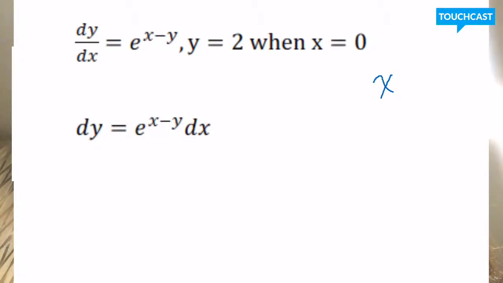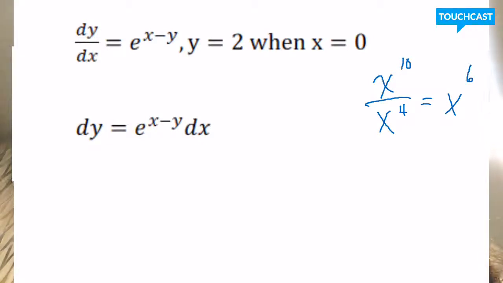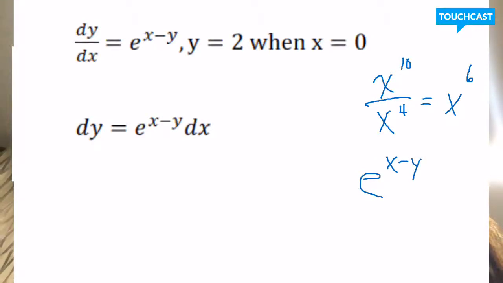If you had x to the 10th over x to the 4th, the result would be x to the 10 minus 4, x to the 6th. Well, this rule works backwards too, and that's what we're going to use here. So e to the x minus y is the same as e to the x over e to the y.